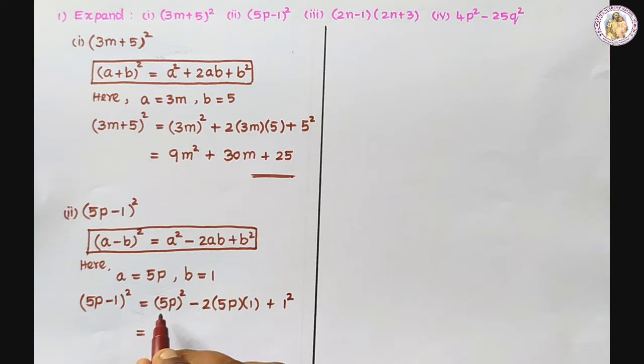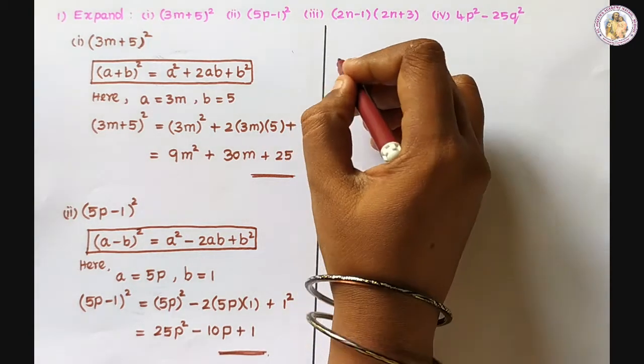5p whole squared, so first square the 5. 5 into 5, that is 25 p squared, minus, multiply the numbers first. 2 5s are 10. 10 into 1, 10. So 10, variable is p, plus 1 squared means 1 into 1, that is 1. So 25p squared minus 10p plus 1 is the answer. Next one.